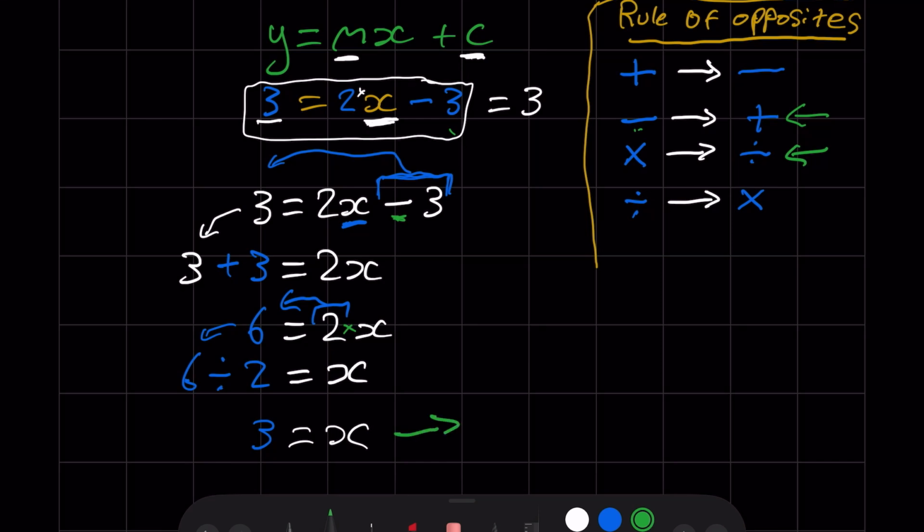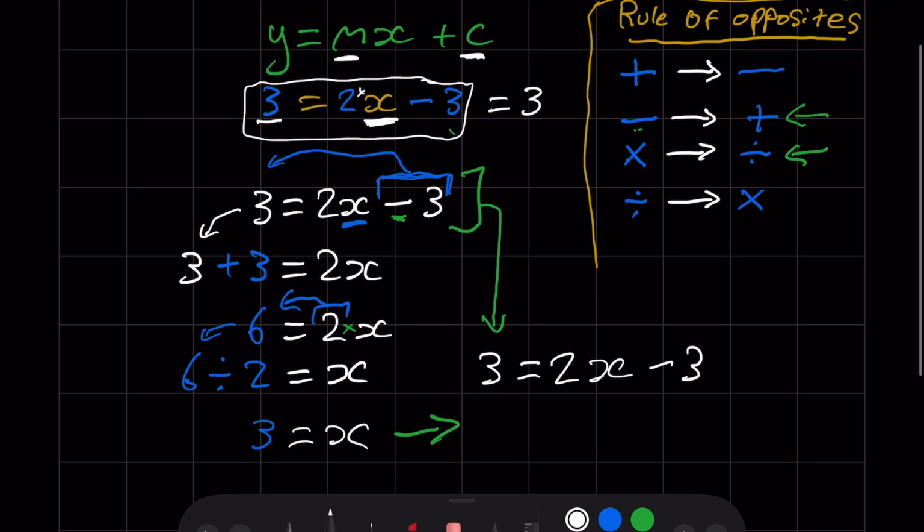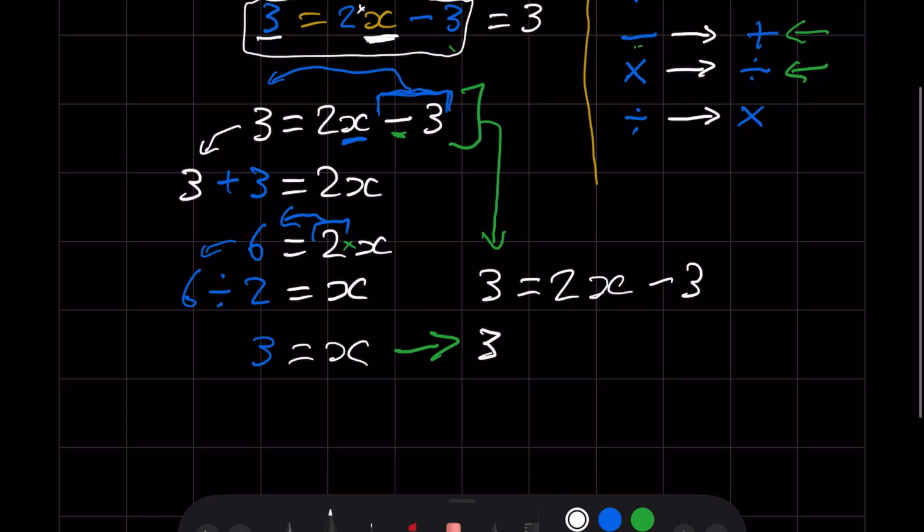We can do another test with this. So I'm going to take my initial linear equation, bring it down and write it down here: 3 equals 2x take 3. But now I'm going to put in my value for x. What does x equal? x equals 3. What is the 2 and the x doing? They are multiplying. So I will write 2 times 3 minus 3.